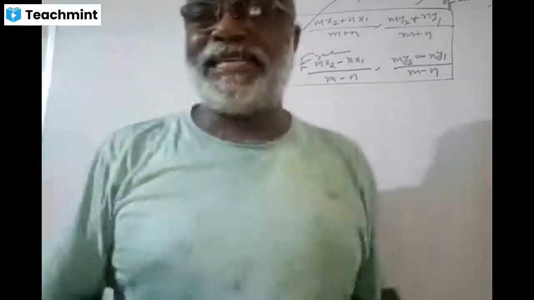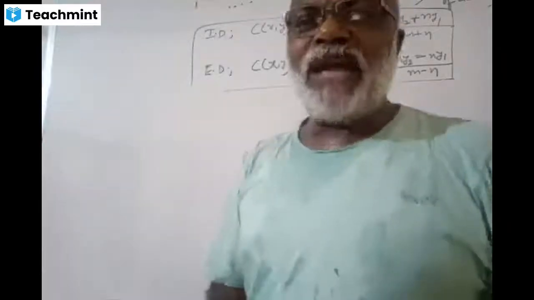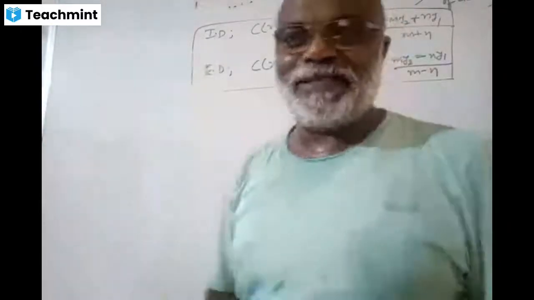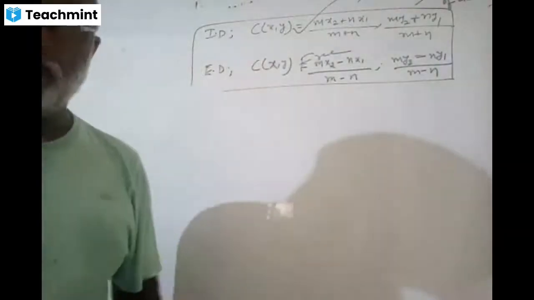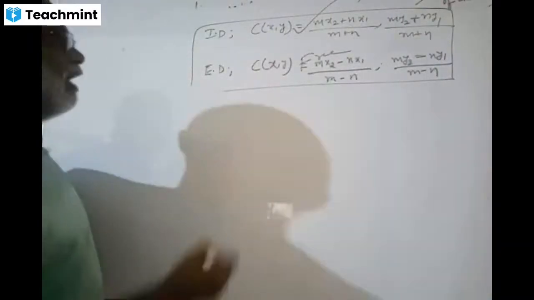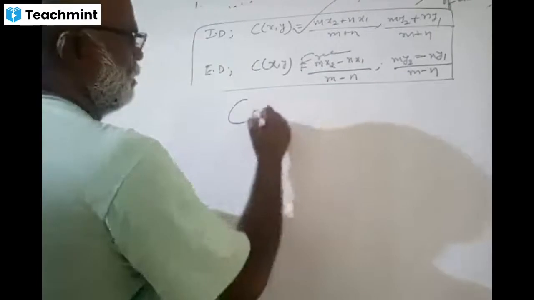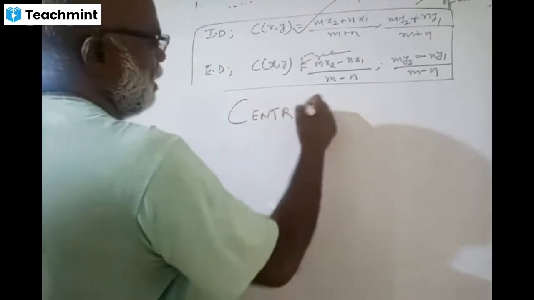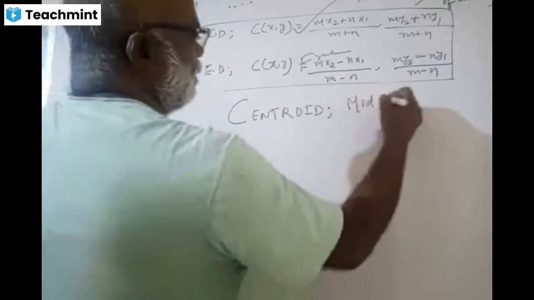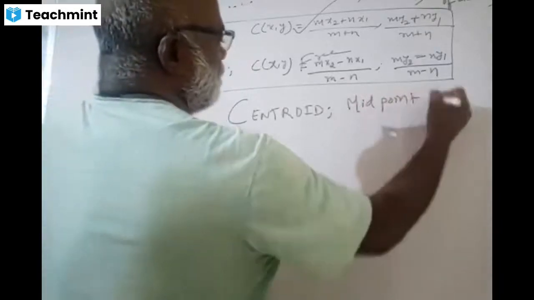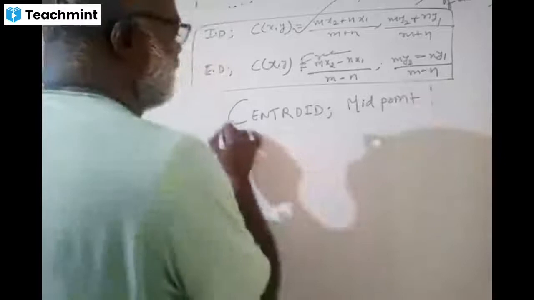From using this section formula, what are the other two formulas you get? Centroid formula, sir. And one more, please. Midpoint, sir. That's also midpoint formula and centroid formula.